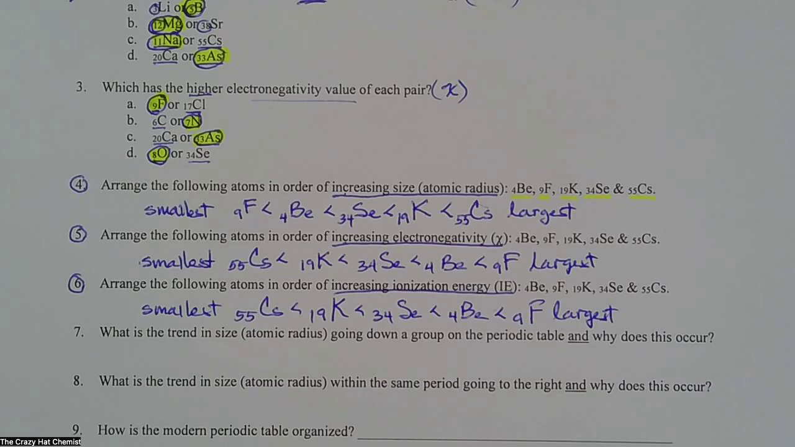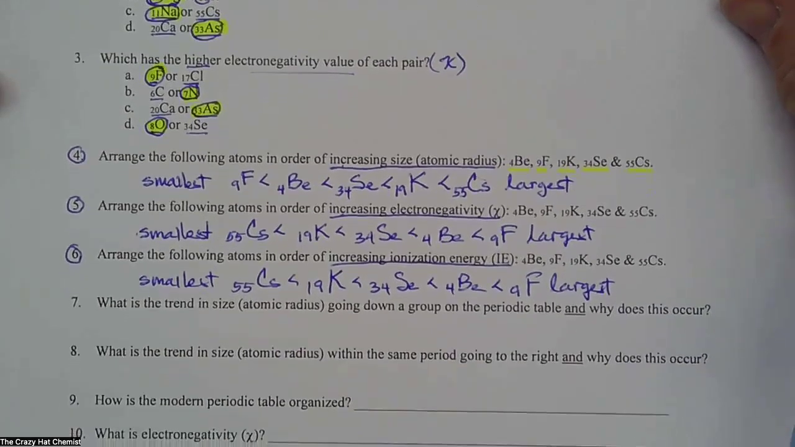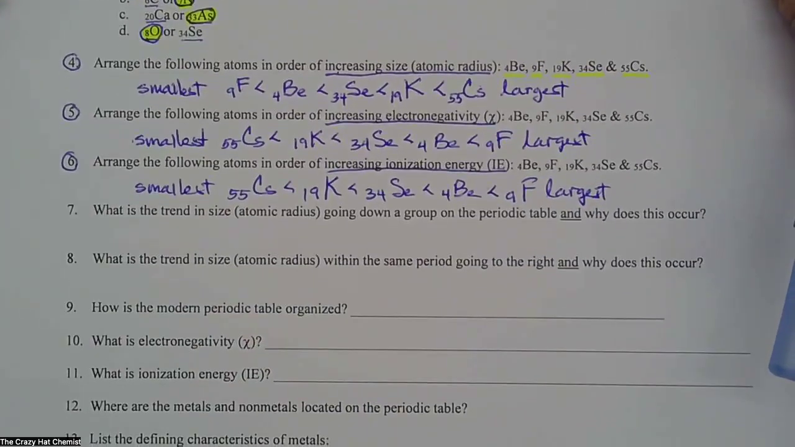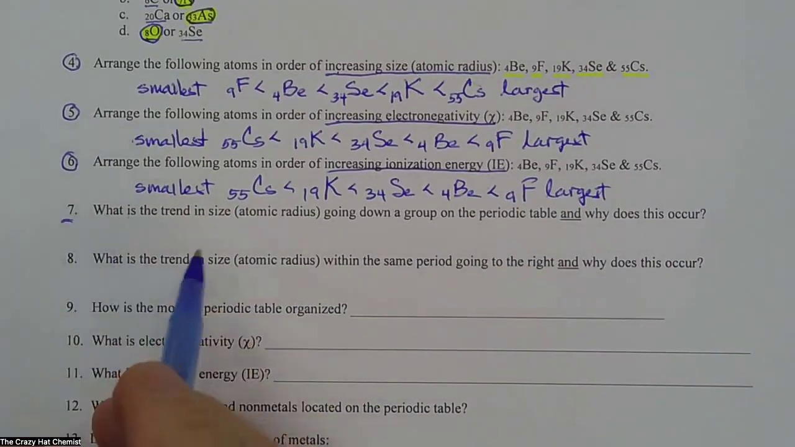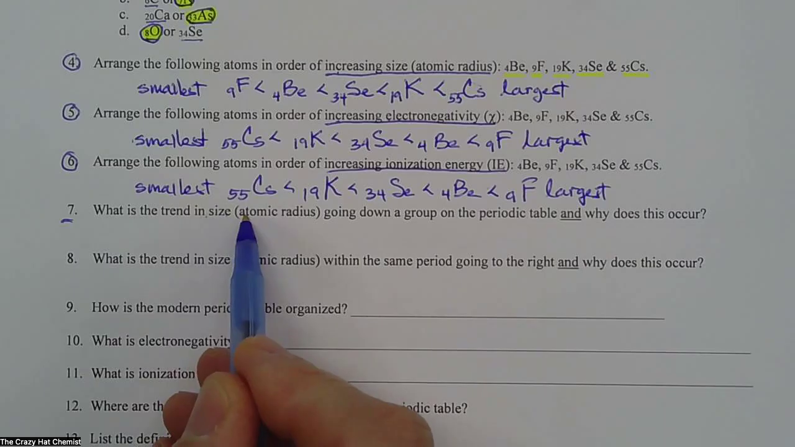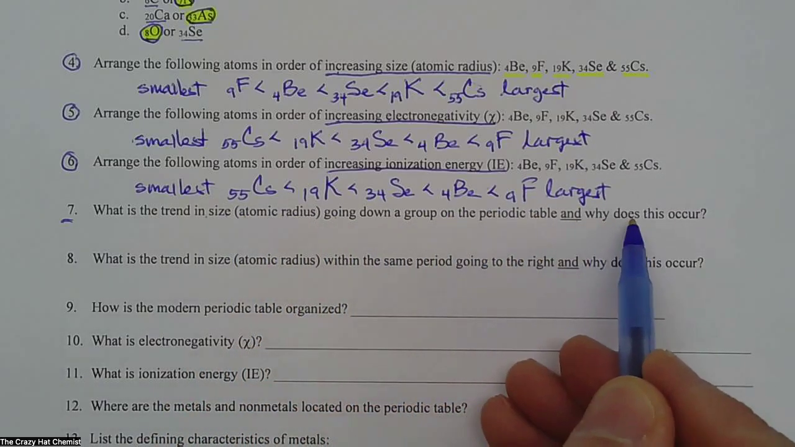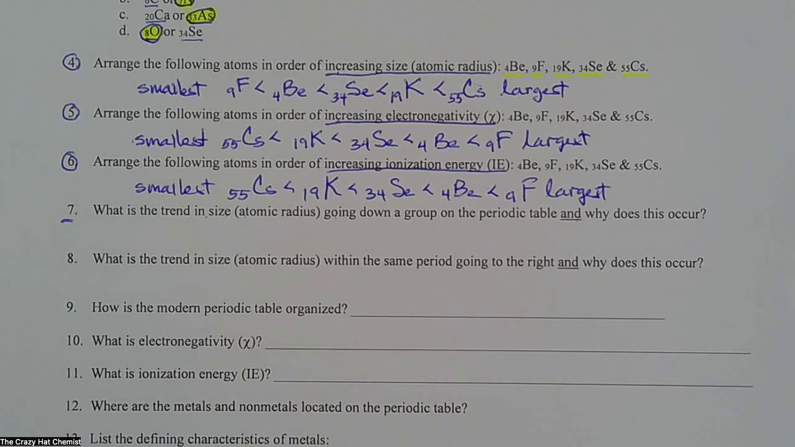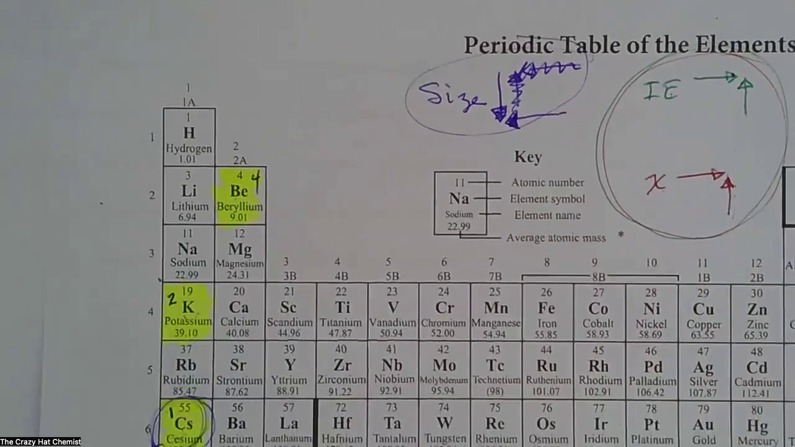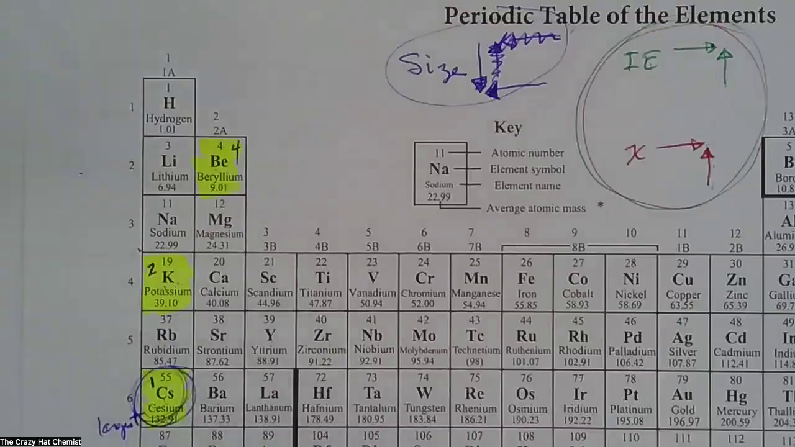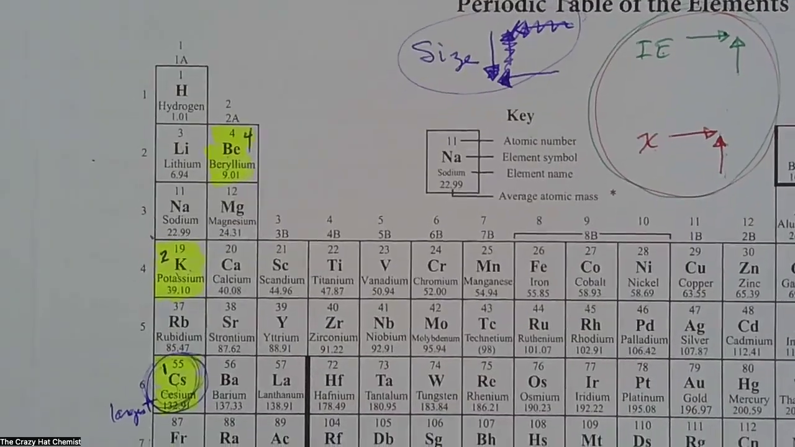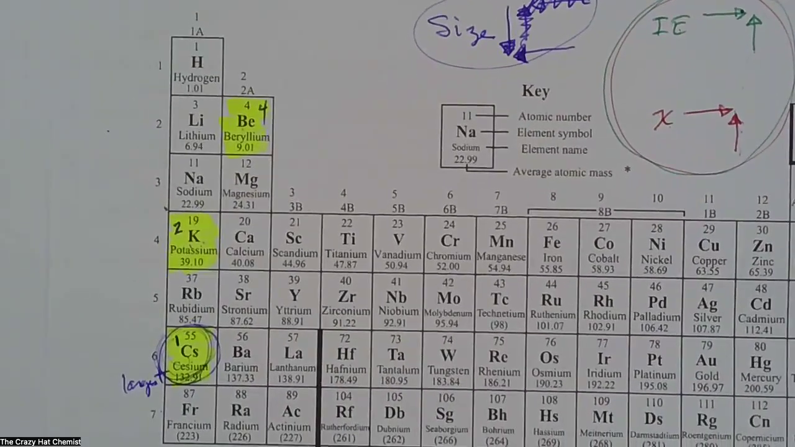So here we go. Now we're going to answer some other questions here. We're going to scroll this on up just a bit. Okay, we're going to answer number 7, and it says, what is the trend in size, atomic radius, going down a group on the periodic table, and why does this occur? Okay, so we're going to pull out a periodic table, and then we're going to answer this question. And we've already answered this question really in terms of a trend.